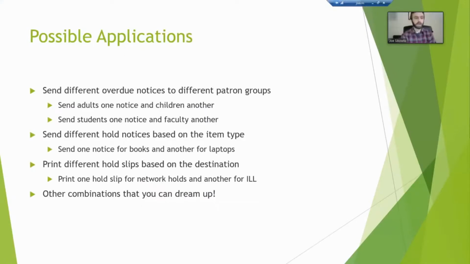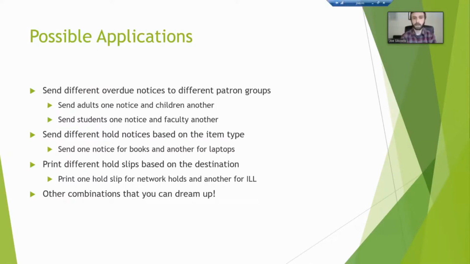Okay, so before I get into the mechanics of what we specifically did, I just wanted to present a few other possible applications if you are interested in doing something like this, just to get your brain thinking about other applications of these tools. So one is that you could send different overdue notices to different patron groups, potentially. So if you had one notice that you wanted to send to adults, or one notice you wanted to send to children at your library, you could do that.